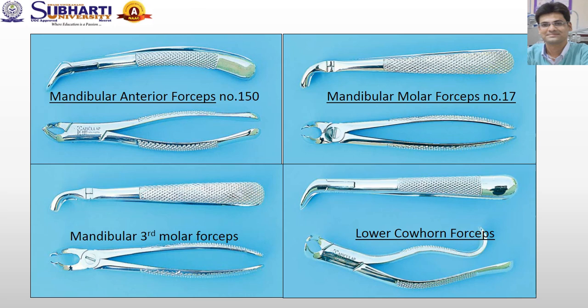Next is your mandibular cow horn forceps. It is indicated in cases of grossly decayed molars with intact furcation. These forceps have a pointed beak which is very sharp, and they are placed into the furcation area so that the furcation area is broken and the tooth is removed from the socket.